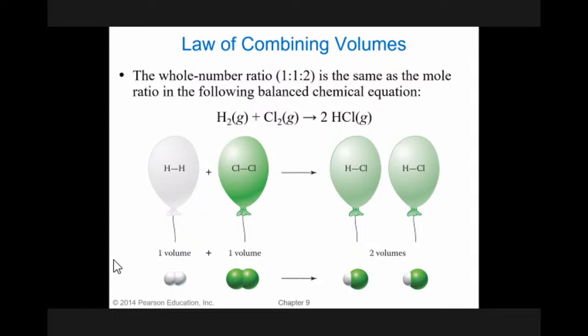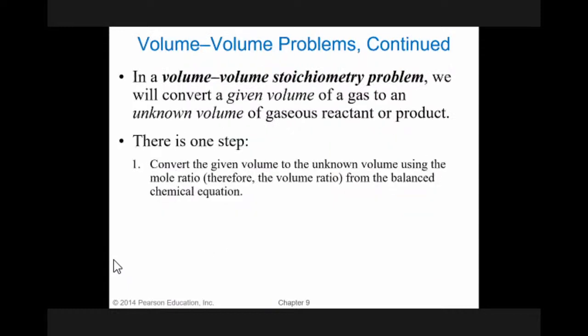All right, so Gay-Lussac. In the volume stoichiometry problem, which is the last thing we'll talk about here, we talk about mass, volume, and now volume. We will convert a given volume of a gas to an unknown volume of a gaseous reactant or product. There's one step. The other ones take 3 steps. So this is cheap. I don't give it to you that much. Convert a given volume to an unknown volume using the mole ratio, therefore the volume ratio in the balanced equation.